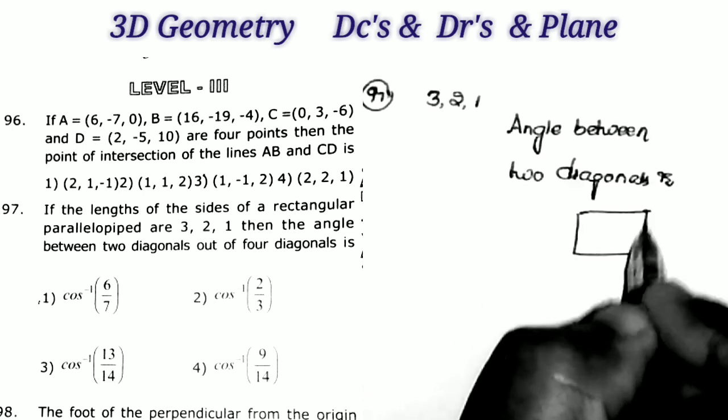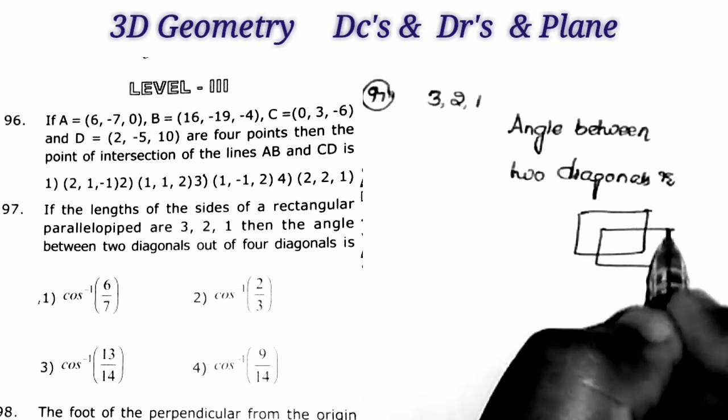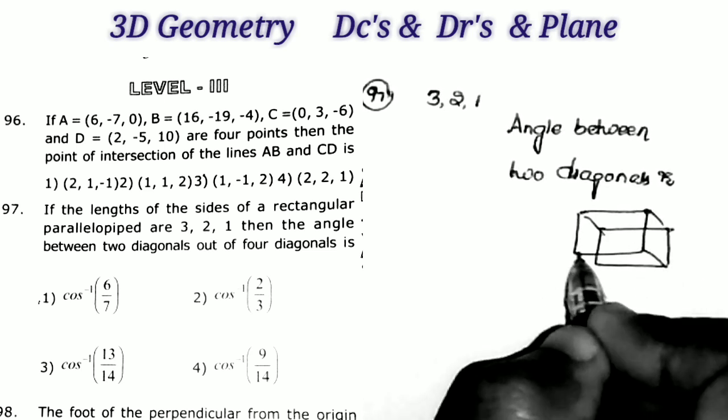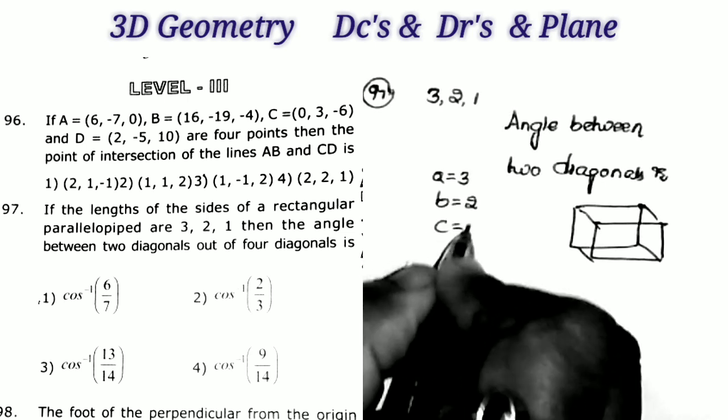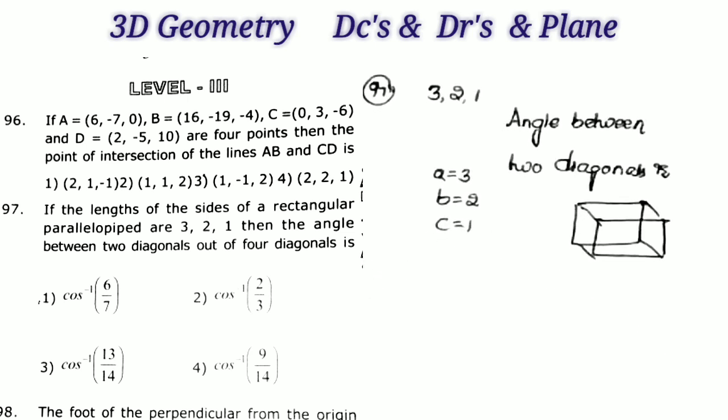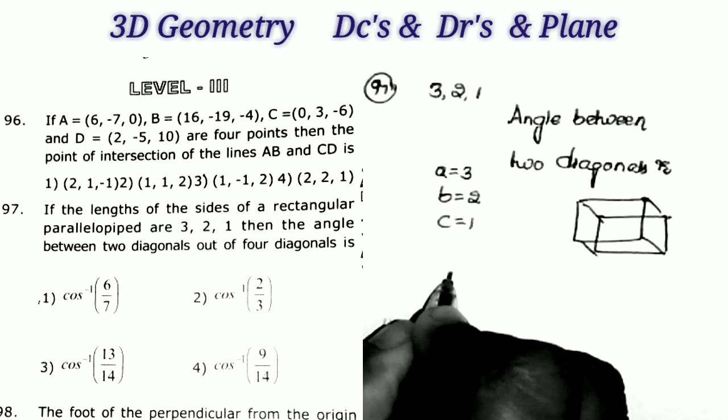This is the parallelepiped. We want the angle between the diagonals of a parallelepiped. So here I take the 3 values as A, B, C. A is equal to 3, B is equal to 2, C is equal to 1.